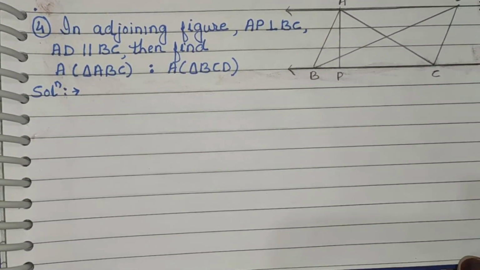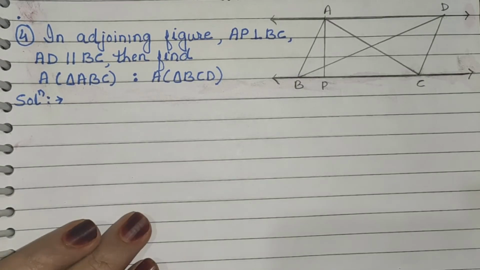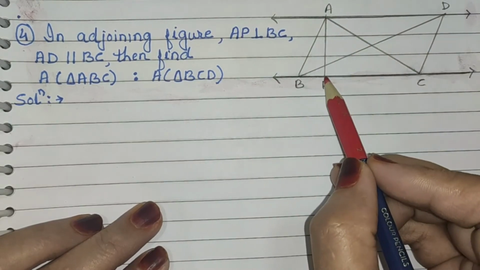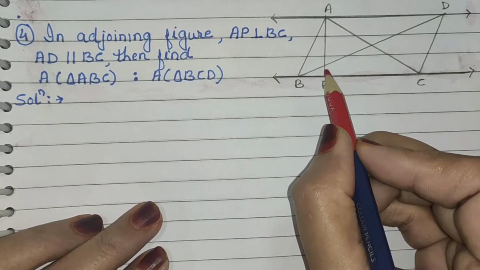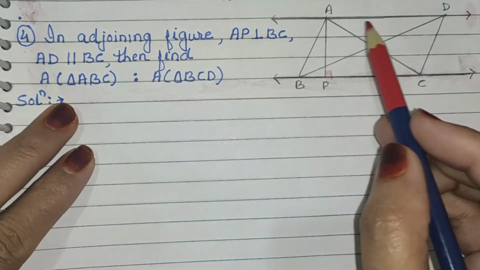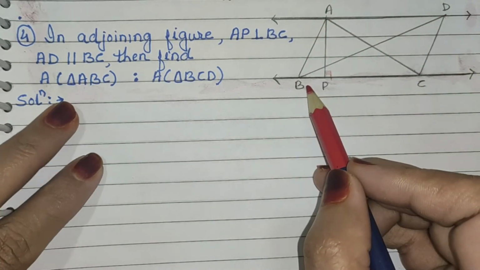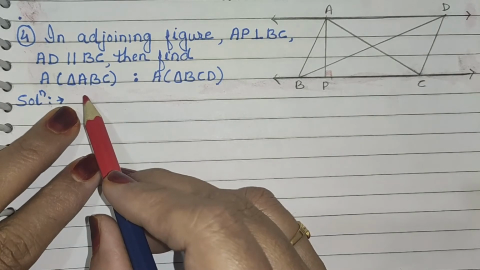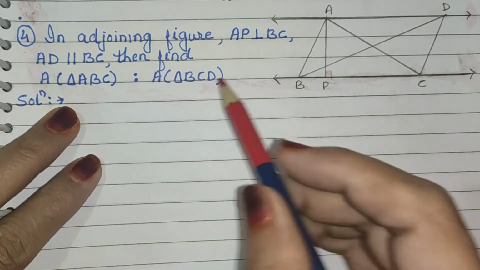Now look at the next question. In the adjoining figure, AP is perpendicular to BC. Now look at here, AP is perpendicular to BC, and AD is parallel to BC. AD is parallel to BC. Find the area of triangle ABC is to the area of triangle BCD.